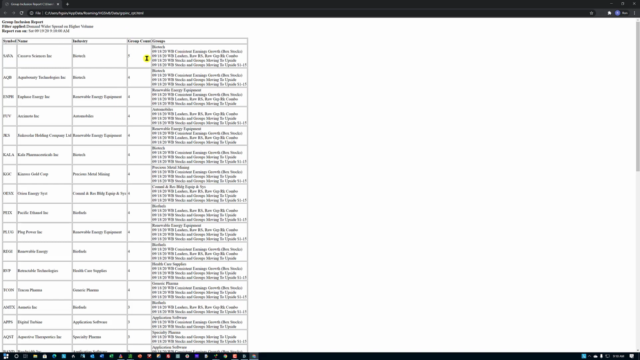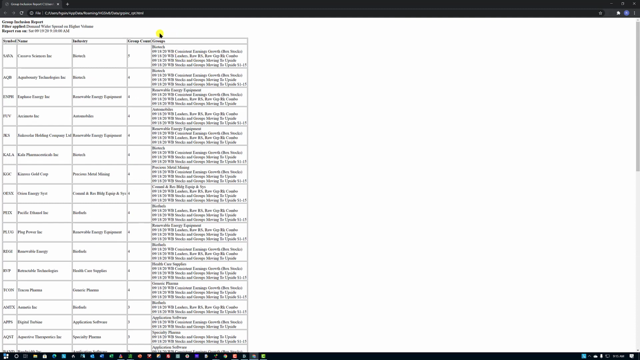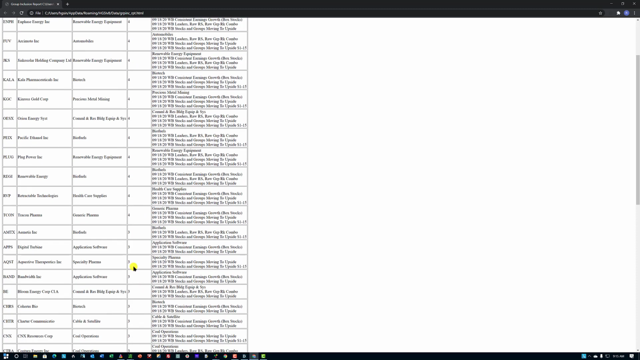And what do we have here? I have several stocks. And if I scroll down to the bottom, notice that the last one is included in three groups. The industry group and stocks and groups moving to the upside, both of them, the regular one and the 1 to 15. Now, if I scroll back up to the top, you can see here's the group count on these. This one, SAVA, is included in five different groups, and then down the line four, and then three, and so on.